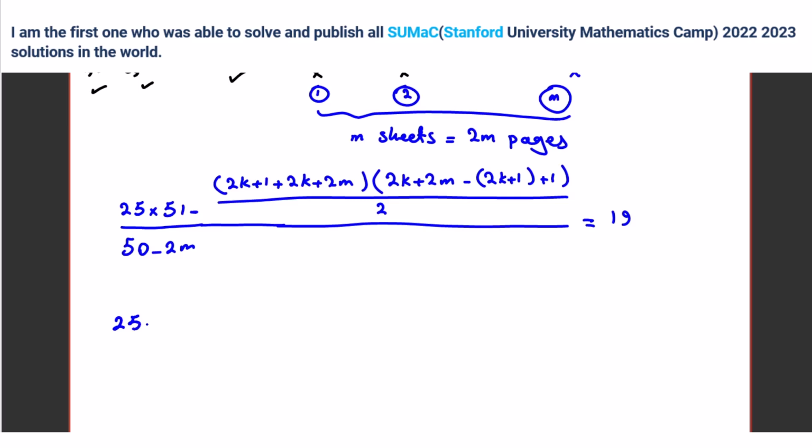Okay, 25 times 51. We can multiply this one by 2, this one by 2. Let me think. No, no, no. We don't need to divide. It is minus 2m plus 4k plus 1. 2k, 2k will cancel each other out. Which is equal to 19 times this, right?